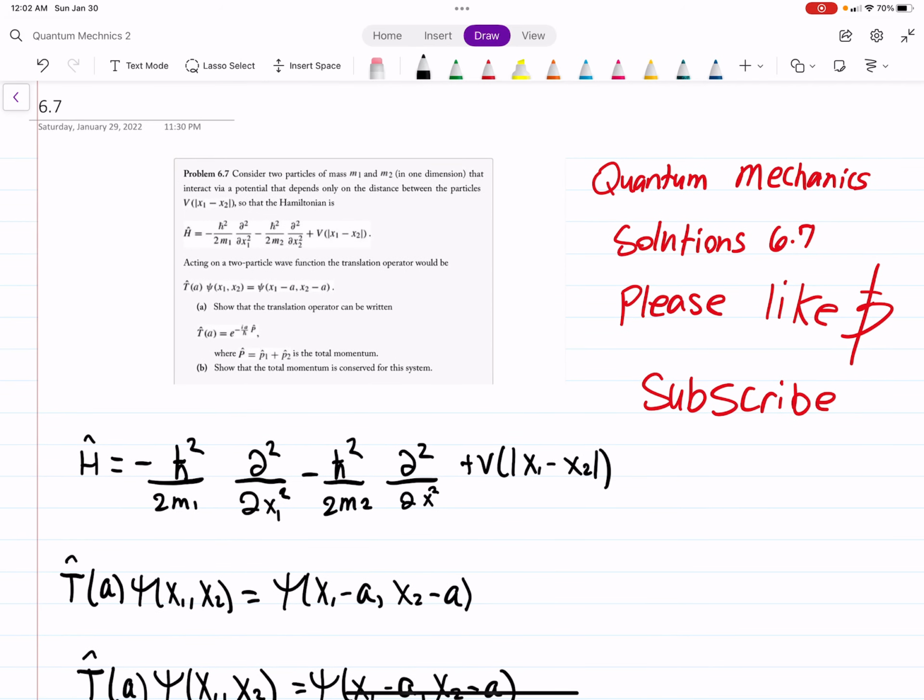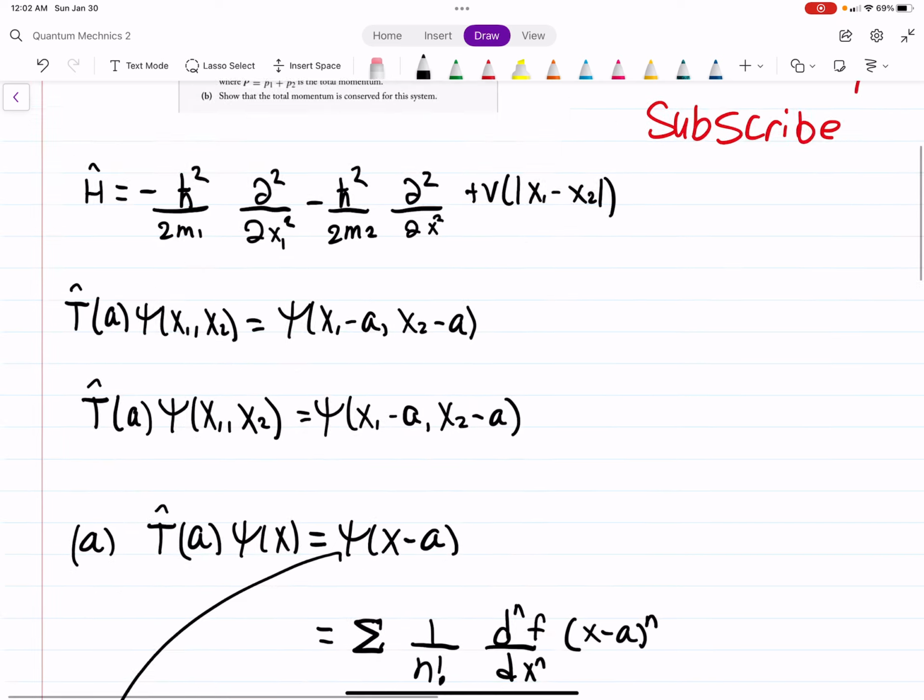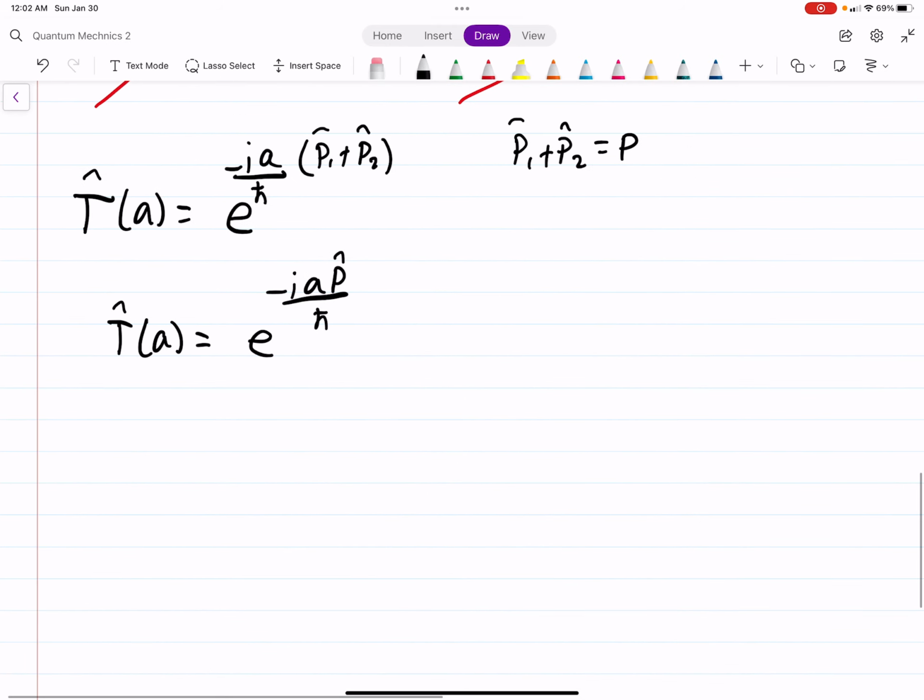Now let's see. So that was part A. What part B wants is for us to show that for the total system, the momentum is conserved. So I'm going to start with this. H prime, our Hamiltonian in the translated state, is T dagger H T. So when you do this to our Hamiltonian, you get your H prime, which is the translated Hamiltonian.